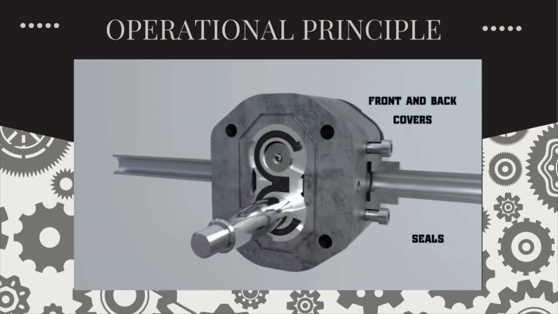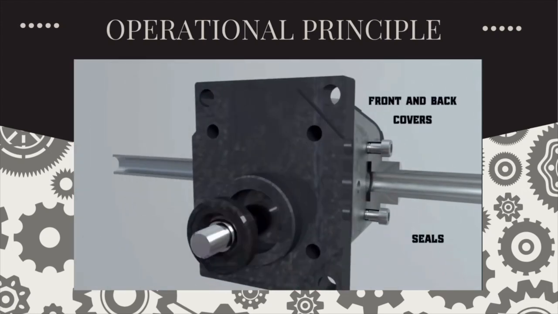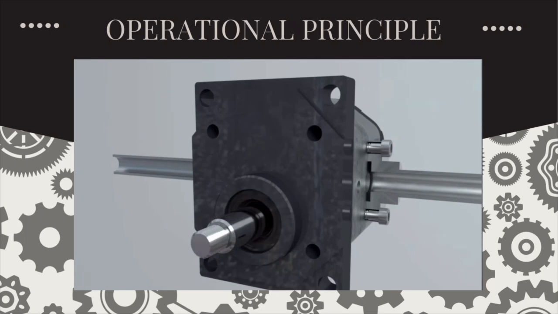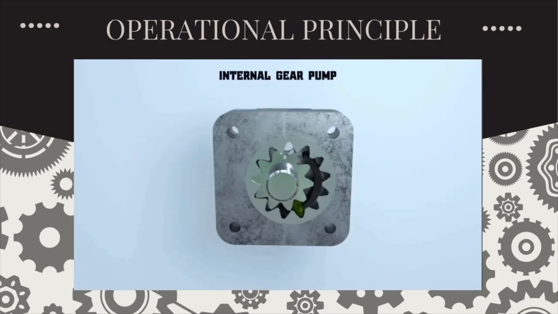The front and back covers are bolted to the housing. The shaft sleeve and rubber rings prevent fluid from flowing out of the pump. How does an internal gear pump work?